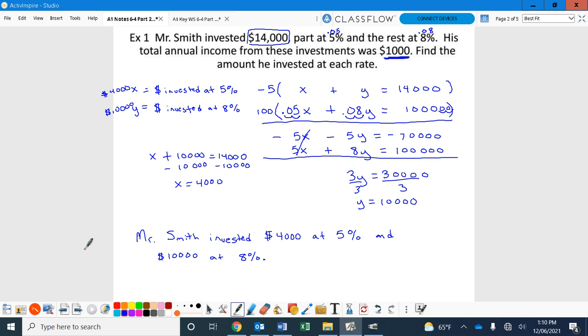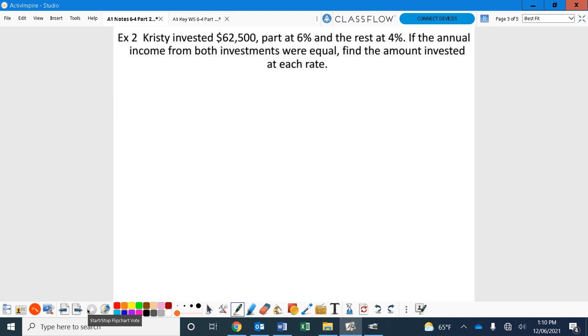We ready to go? Okay. We all good? Okay, here we go. For this next one, we're talking still about investments. It says Christy invested $62,500, part at 6%, the rest at 4%. Guys, what's 6% as a decimal? 0.06. What's 4% as a decimal? 0.04. Okay. It says if the annual income of both investments were equal, it doesn't give us an amount, guys, it just tells us they're equal, find the amount invested at each rate.